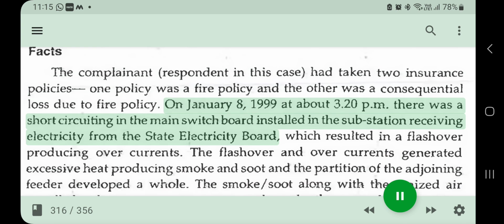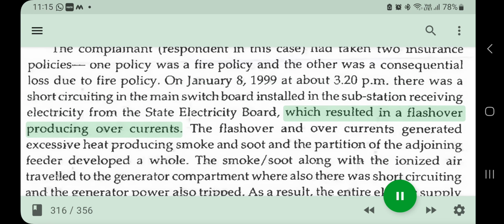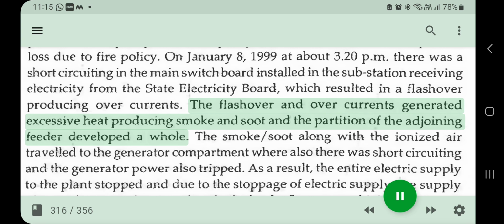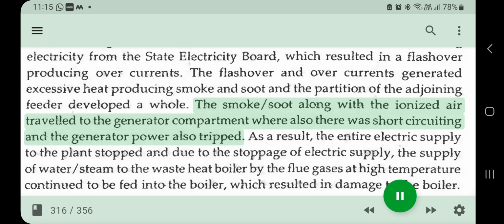On January 8, 1999 at about 3:20 p.m. there was a short-circuiting in the main switchboard installed in the substation receiving electricity from the State Electricity Board, which resulted in a flashover producing overcurrents. The flashover and overcurrents generated excessive heat producing smoke and soot, and the partition of the adjoining feeder developed a hole. The smoke and soot along with the ionized air traveled to the generator compartment, where also there was short-circuiting and the generator power also tripped.